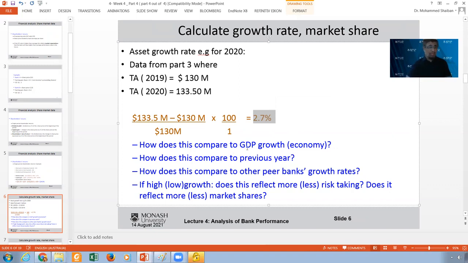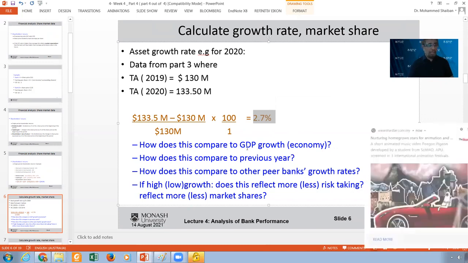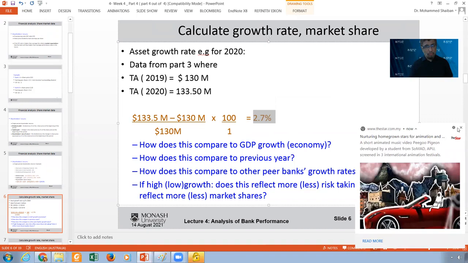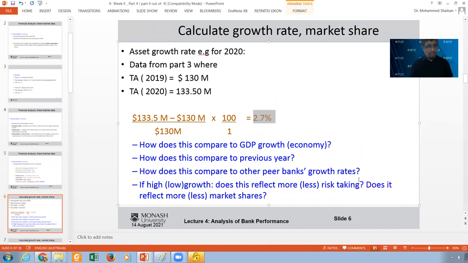and ask how the growth compares to GDP. Maybe the whole country is growing and the GDP growth is increasing. So the economy is increasing and banks are part of it; the growth is impacted by the economy. And when we take the peer and trend analysis, we want to see our growth compared to last year and our growth compared to our peers.